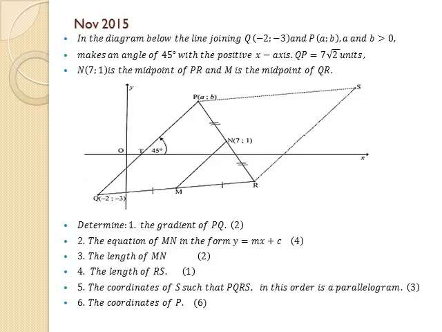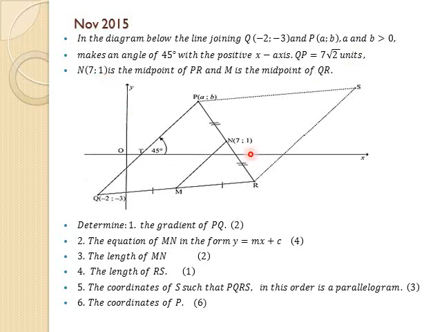So, November 2015, diagram below, the line joining Q(-2; 3) and P, A and B greater than 0, makes an angle of 45 degrees. So the angle of inclination there is 45. QP, so from Q to P, is 7√2 units.